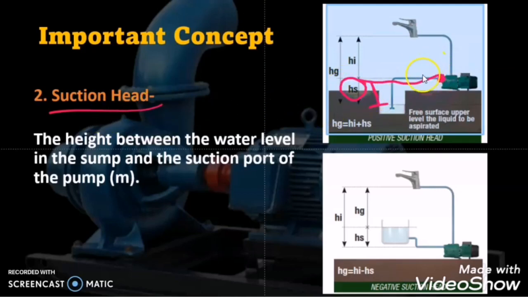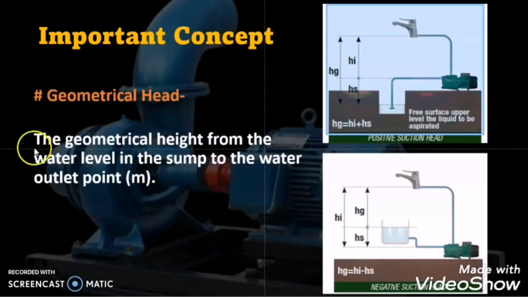Hope you understood. Now the other head is geometrical head. What is geometrical head? The sum of the delivery head and the suction head is called geometrical head.